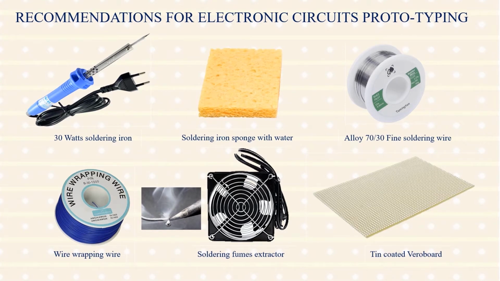Use a proper wire wrapping wire to wire up your prototypes. Use a soldering fume extractor to protect yourself from the fumes of the soldering wire. Use a good quality tin-coated Vero board for your prototyping.